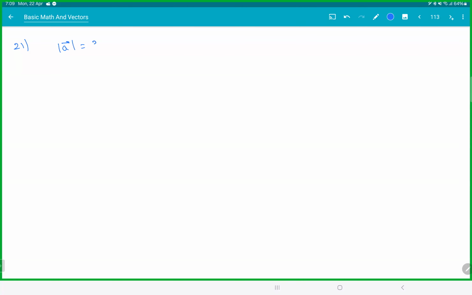Mod A bar is equal to 3. Mod B bar is equal to 4. Mod C bar is equal to 6. And it is given A bar plus B bar is equal to C bar. Standard one. Find angle between A bar and B bar. Direct formula substitution. Get it?